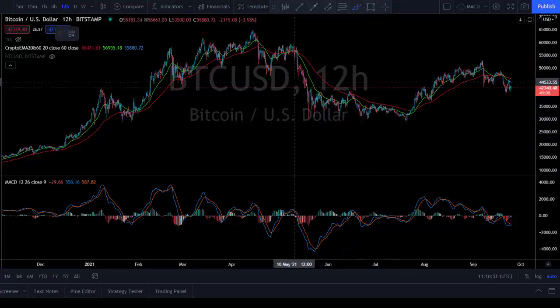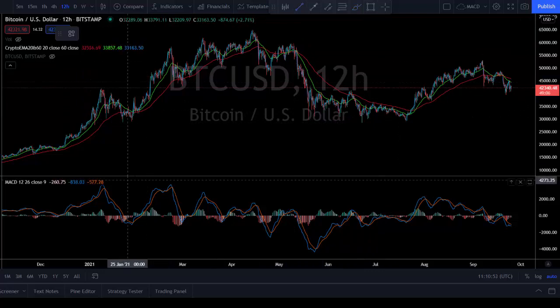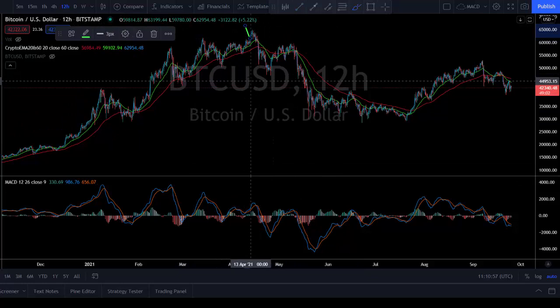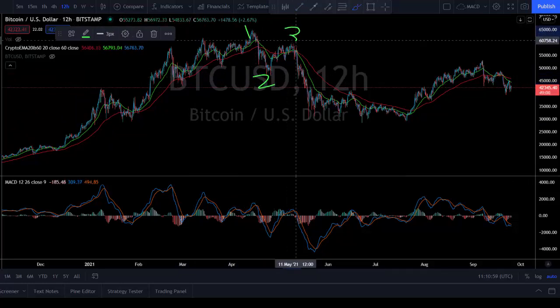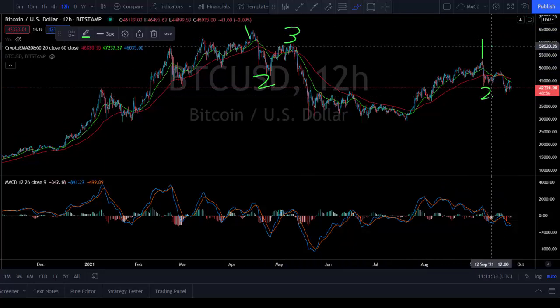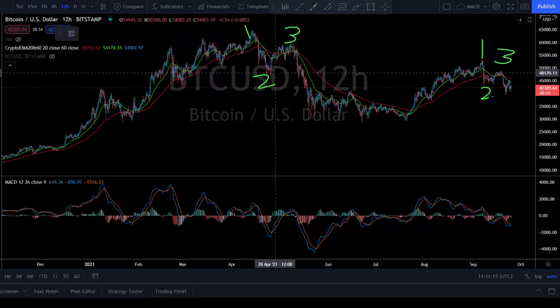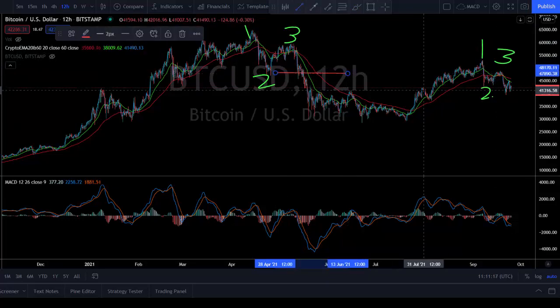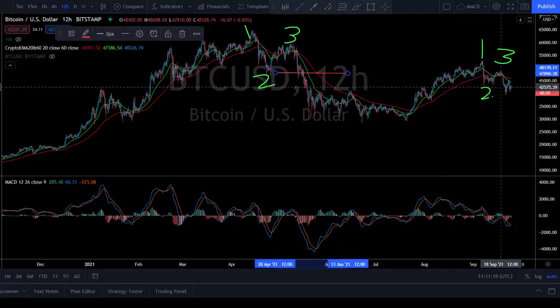So right now, the formations I want to focus on are the 1, 2, 3s that we have across the top formation here. 1, 2, 3. And then we have a 1, 2, 3 formation here as well. And each of them verified that it's a top formation when prices broke below the number 2 point.